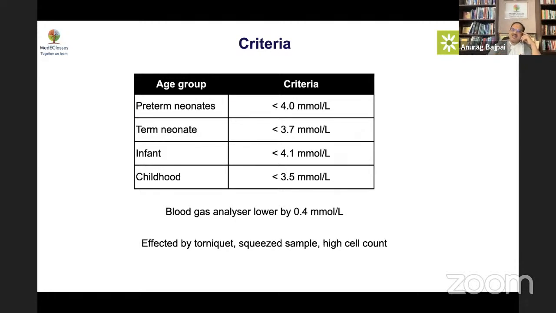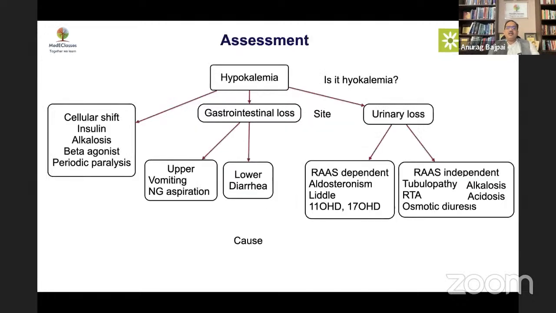If there is a very high cell count like leukocytosis, like leukemia, there can also be a falsely high potassium, which can cause a confusion in that scenario. Now, once we have confirmed that this is hypokalemia, the next big question is, what is the site? Is it gastrointestinal or urinary?